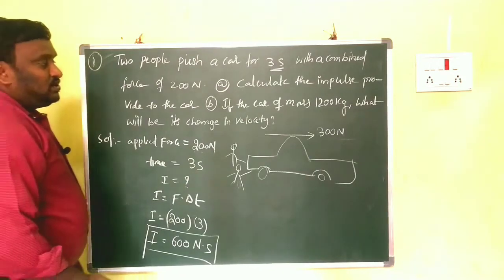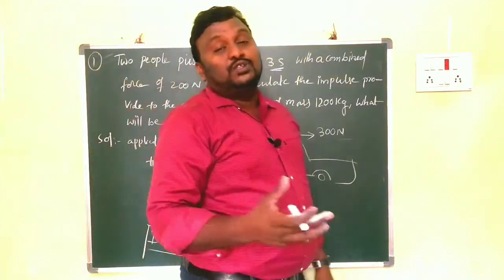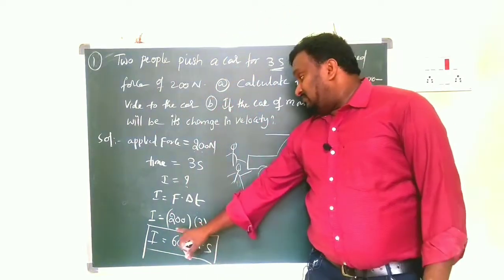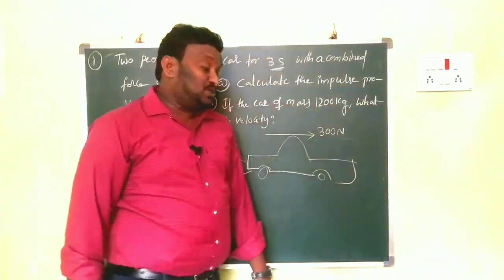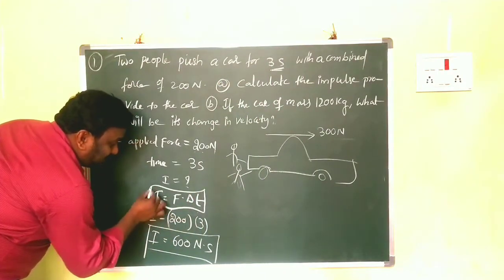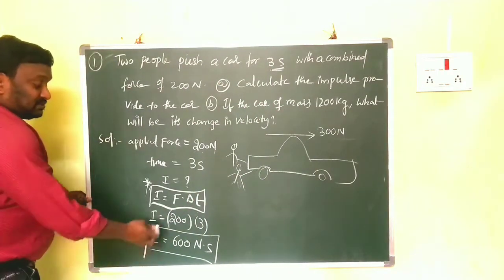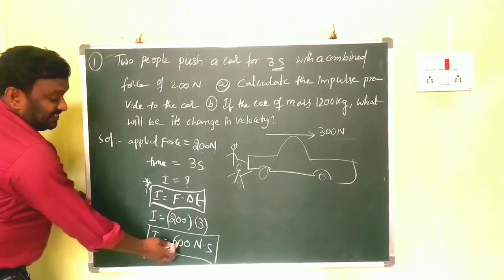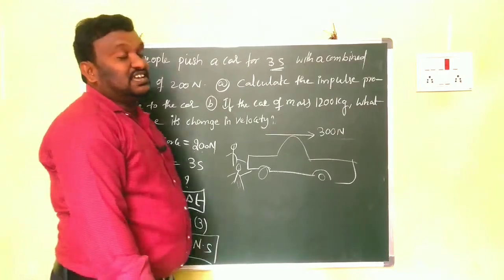Very simple. If you have an idea about the formula, you can easily calculate the problems. So here the formula is I equals F into delta T. We substitute the F value 200 and the time is 3 seconds. Then what we get? I equals 600 newton second.